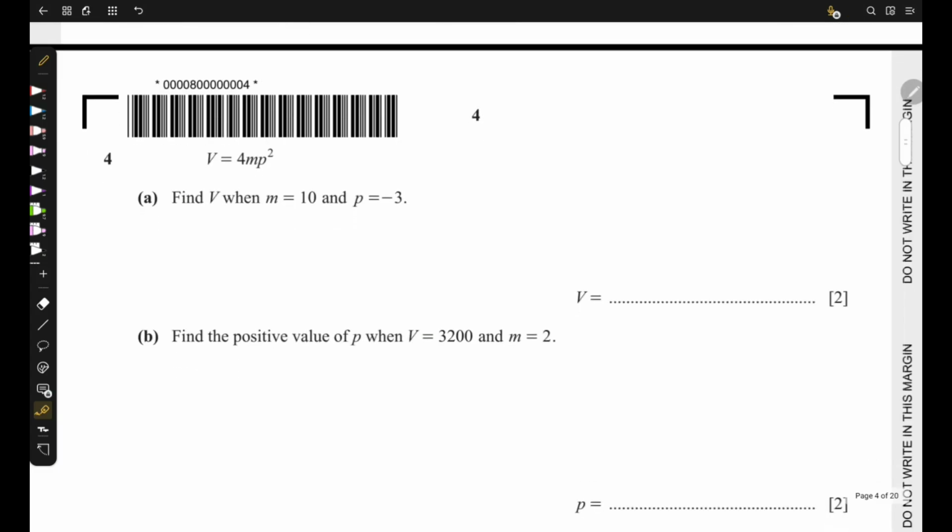Question number 4. We have a formula V equals 4mp squared, and in part A we have to find V when m is equal to 10 and p is equal to minus 3. You just have to replace the values. V equals 4 times 10 times minus 3 whole squared. So 4 times 10 is 40 and negative 3 whole squared is 9. 40 times 9 is 360. This is your answer.